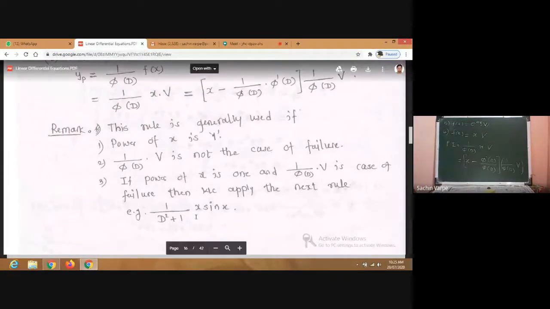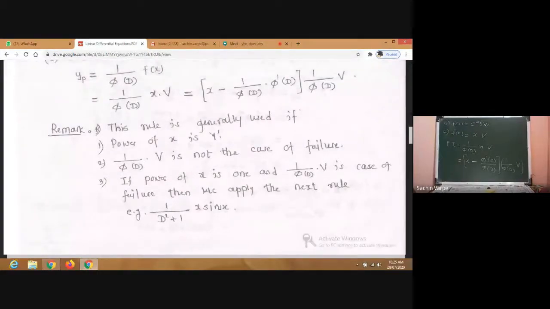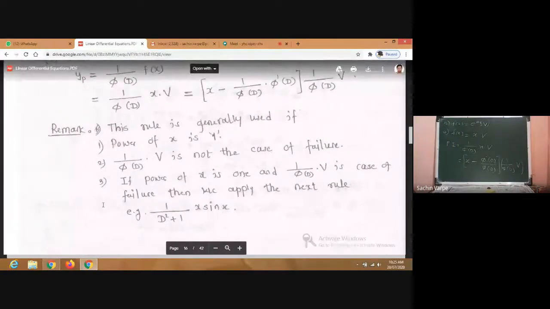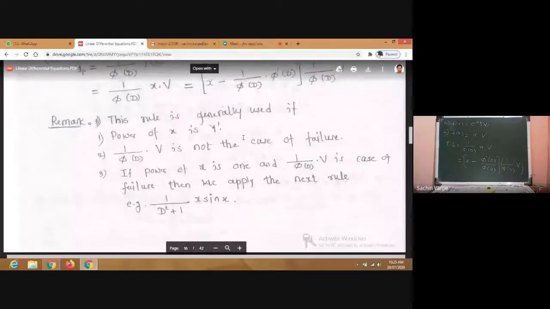1 upon D square plus 1 into sine x. What we are doing for sine? We are replacing D square by minus a square. What is a here? 1. So when we replace D square by minus 1, minus 1 plus 1 will be 0. So that is the case of failure. So we cannot use this case for such kind of functions, x into sine x. Is that okay? So let us discuss one example.